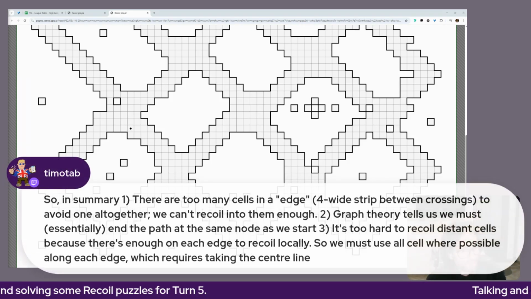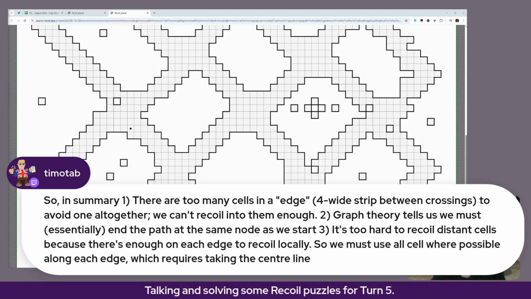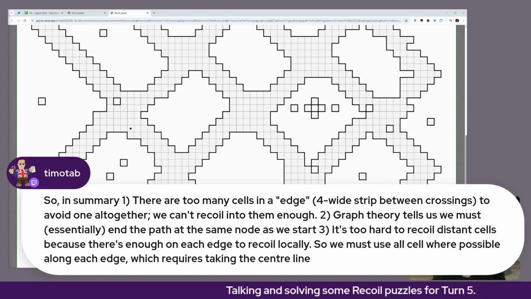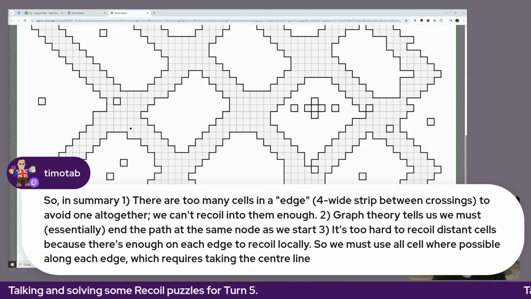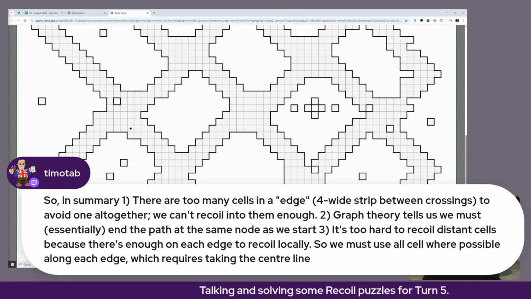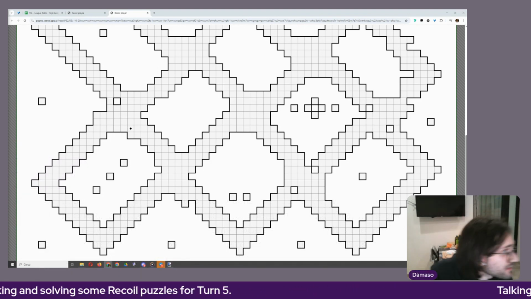Okay, so Timotab is making a summary. Okay, nice. There are too many cells in a hedge for wide strips between crossings to avoid one altogether. Yes, we can't recoil into them enough. Graph theory tells us we must essentially end the path at the same node as we start. Yeah, it's too hard to recoil distant cells because there is enough on each edge to recoil locally. So we must use all cells where possible along each edge. We require stacking the central line. Yes. Yep, that's a nice summary. That's absolutely a nice summary.